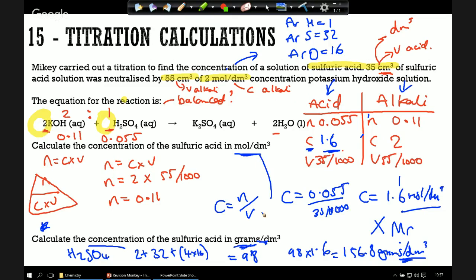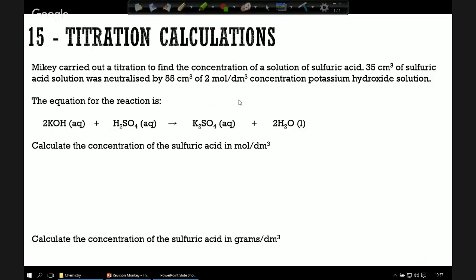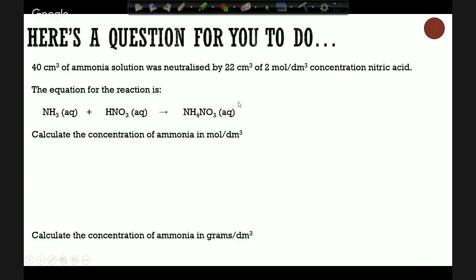Okay, so bear in mind that this kind of thing will be 4 or 5 marks for a titration calculation. So a couple of things to remember: balance the equation, write down all the information that you've got, and you need to remember this equation. So I've got a question for you to have a go at. So use your calculator, have a go at this question, and then we'll come back and see if you got it correct.